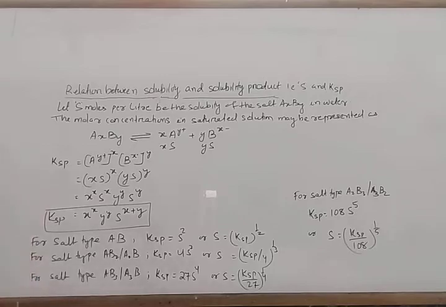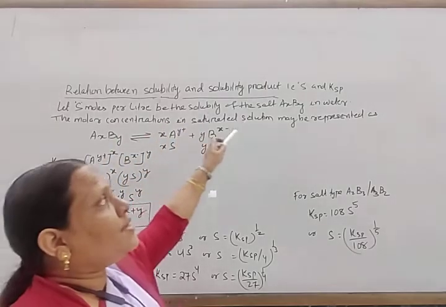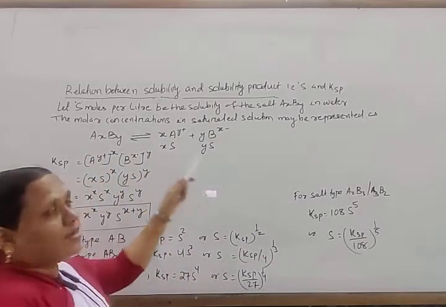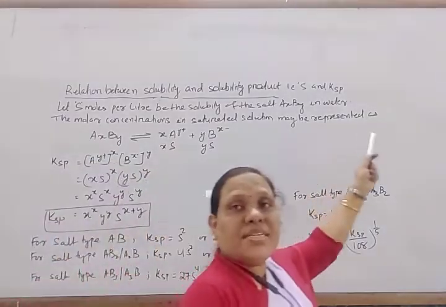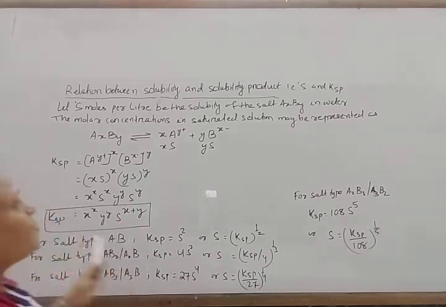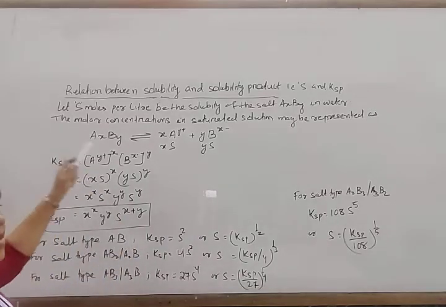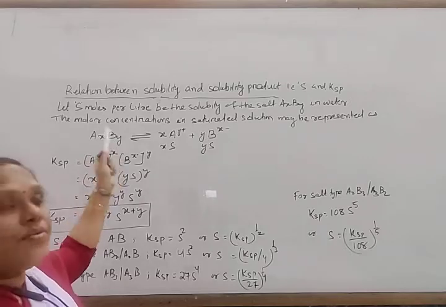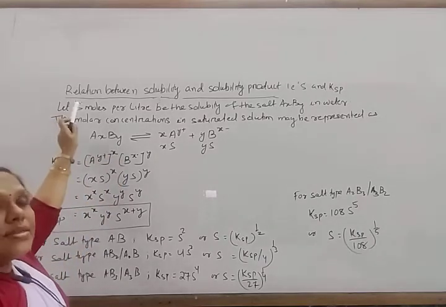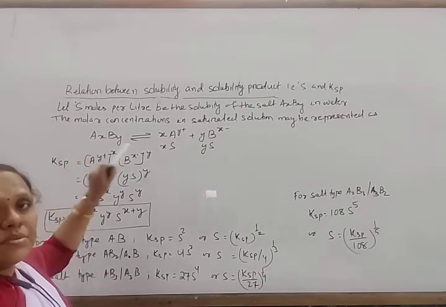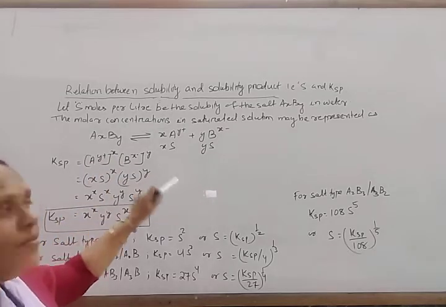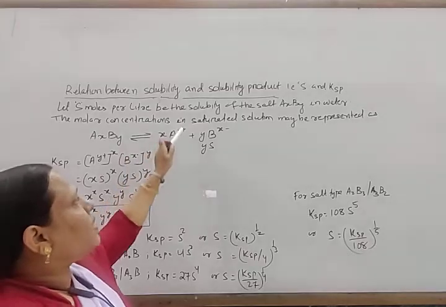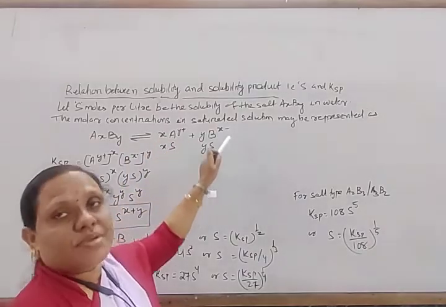Next, what is the relationship between solubility and solubility product? If the solubility is expressed in S moles per liter and the solubility product is Ksp, then what is the relation? Let us consider the general salt of the form AxBy, where the concentration of AxBy is S moles per liter. Then at equilibrium, AxBy gives x moles of A^y+ and y moles of B^x-.